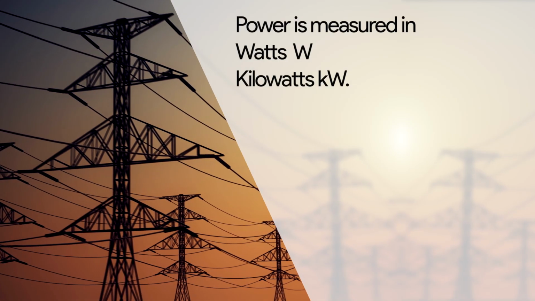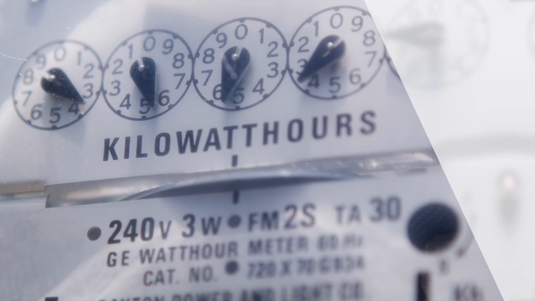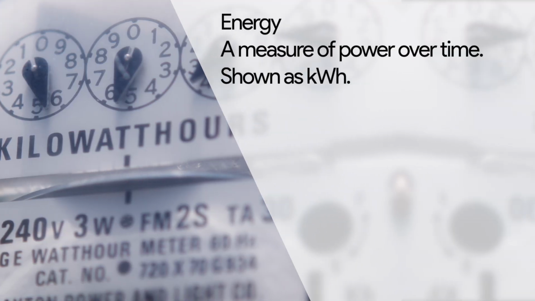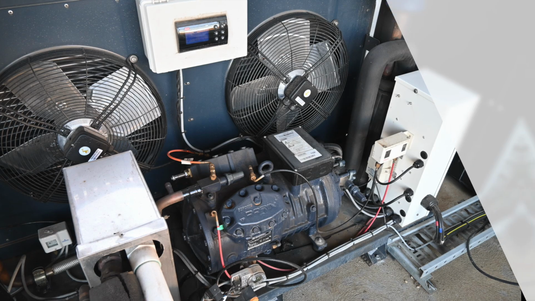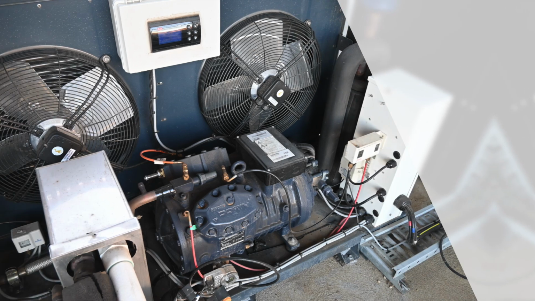Power is measured in watts or kilowatts. This is displayed on the nameplate. Energy is a measure of power over time and is shown as kilowatt hours. On your bill, electricity is charged per kilowatt hour. To determine the cost of operating a piece of equipment, firstly determine its energy consumption in kilowatt hours and then apply the appropriate tariff rate. Use this approach to compare different electrical equipment and appliances.